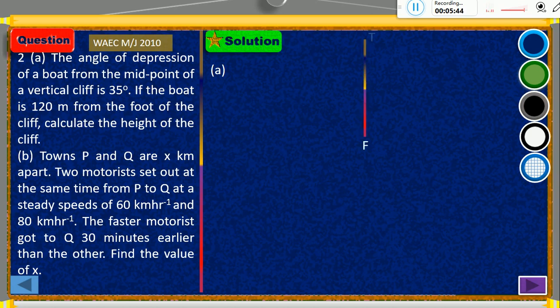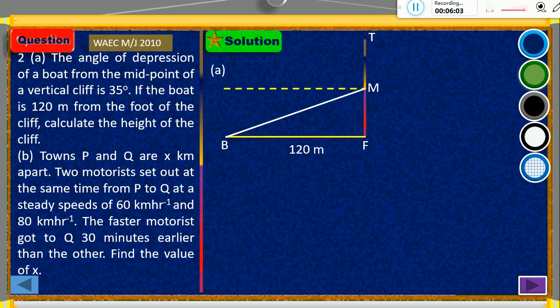Now let's make a sketch of the diagram. That's the cliff. F is the foot, T is the top. That's the boat from the cliff. And that's the depression from the midpoint. The distance between B and F is 120 meters. And that's the level from the middle of the cliff. That's the angle of depression given. That angle is equal to this angle that's being highlighted, alternate angles.